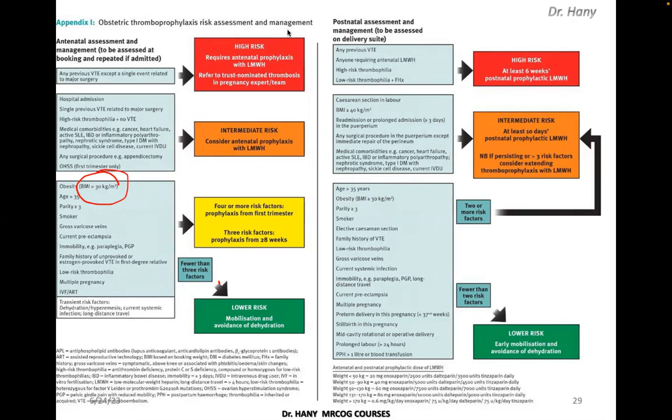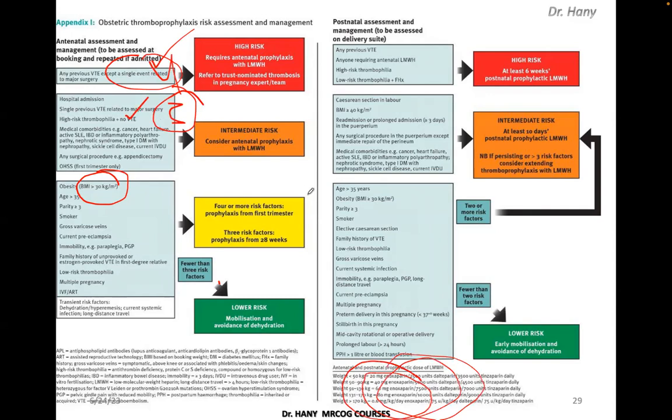Sir, can you tell us about the special conditions with history and without history? The history of DVT, if it is provoked or not provoked. Provoked means related to major surgery, so the score will be 3. Unprovoked means related to pregnancy or estrogen, the score will be 4, and all this is prophylactic dose.